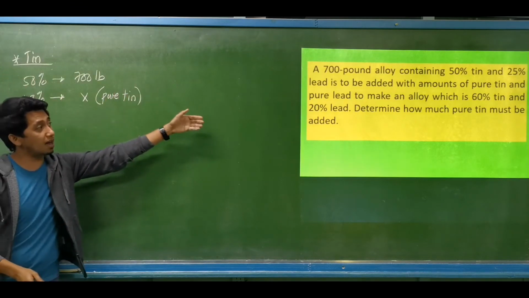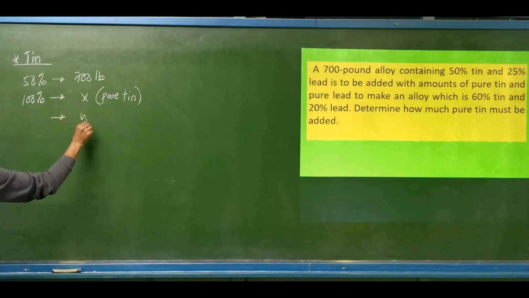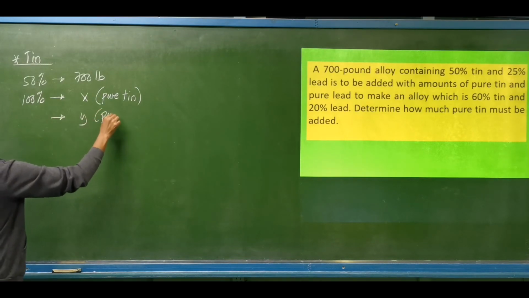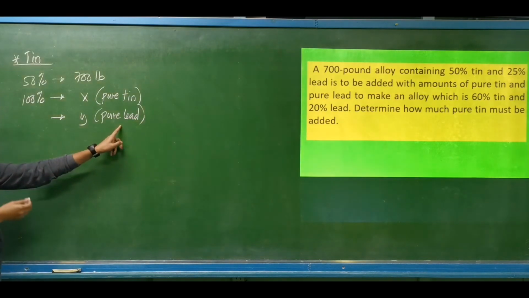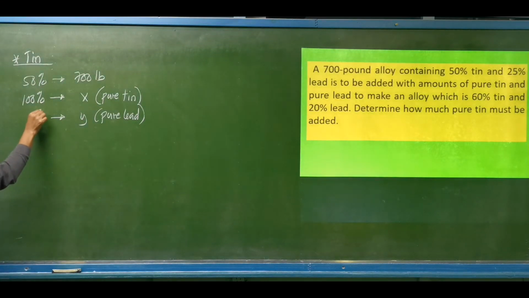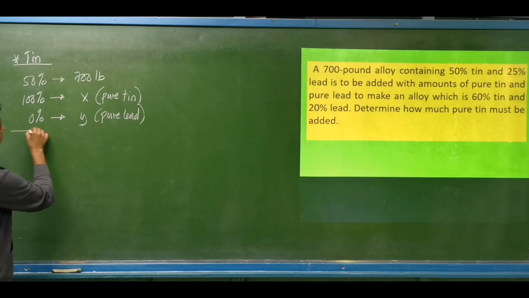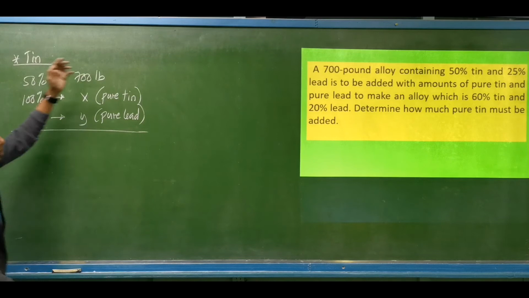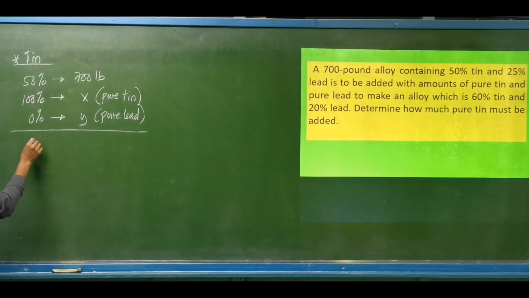We are also adding lead. Let's say the amount of the lead is Y. This is pure lead. So if we ask how many percent of tin is in the lead, that is basically 0%, since that is lead. And the resulting mixture should be, according to the problem, 60% tin.